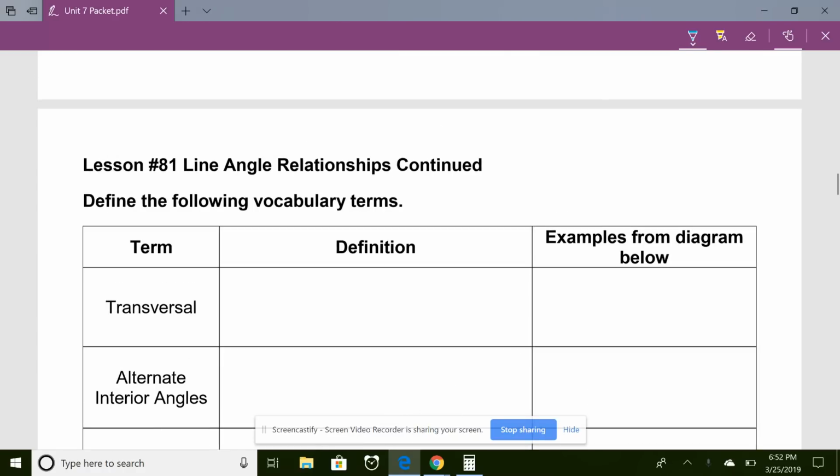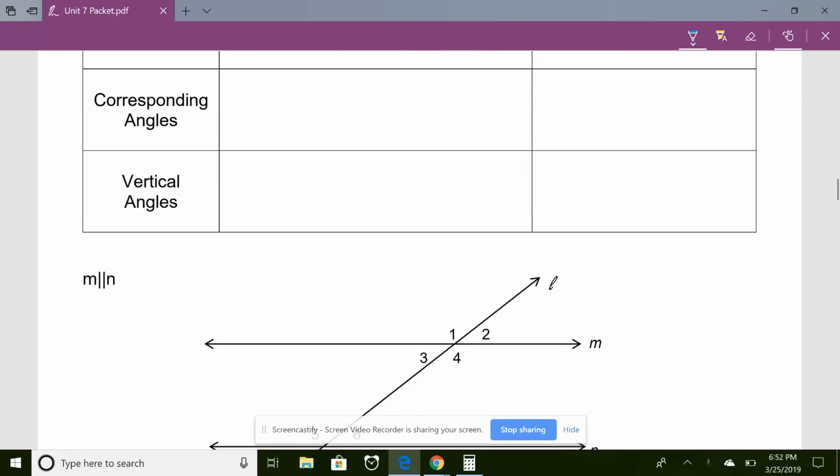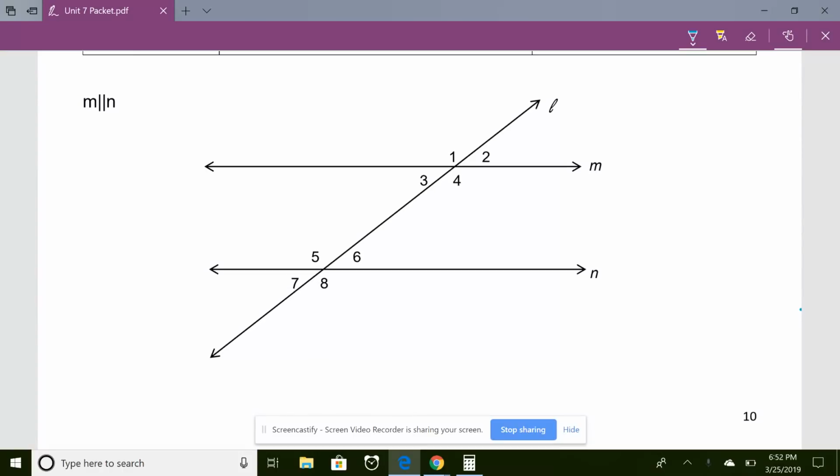In today's lesson, we're going to be talking more about line angle relationships. I have a diagram right here where we have two parallel lines, M and N. That's what it says up here: two parallel lines, two lines that never intersect.